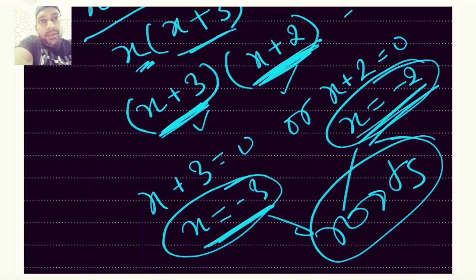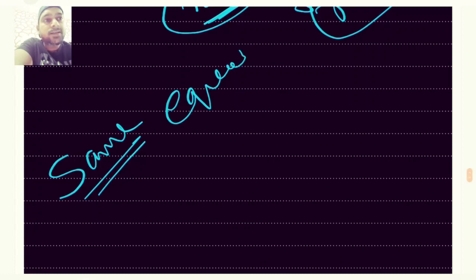I hope everyone is understanding. So what I was saying is that these are called the roots, and the quadratic equation will have two solutions. Now those two solutions can either be same, or they can be equal, right? Equal and same have the same meaning.